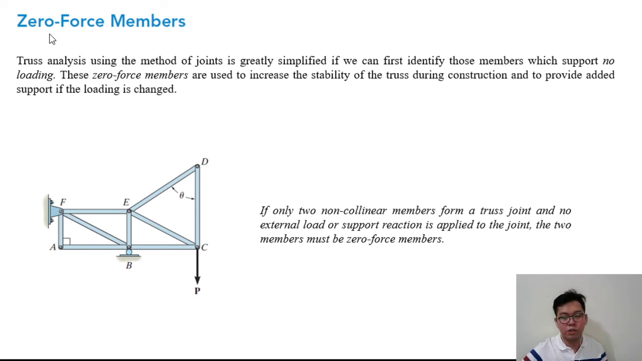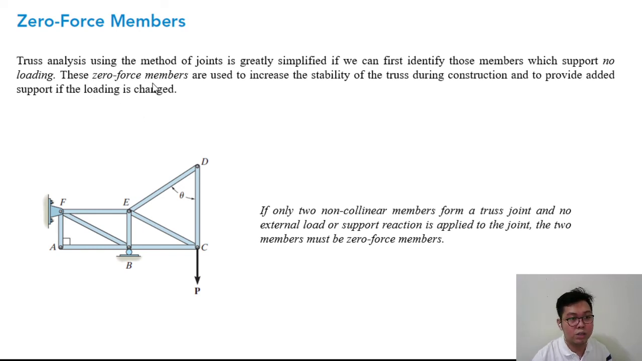Okay, so check na natin dito. Zero force members. Truss analysis using the method of joints is greatly simplified if we can first identify those members which support no loading. Tama nga, di ba? Pag wala kasing loading, mas madali. Pag alam natin na walang loading, tatanggalin natin. Mas madali. Greatly simplified, okay? Gaano kaya ka-great? So anyway, greatly simplified now if we can first identify those members which have no loading. Again, may mga members talaga na walang loading.